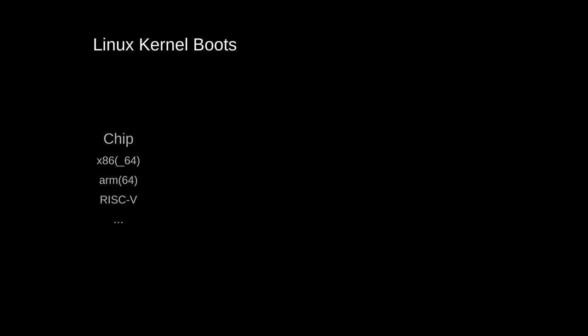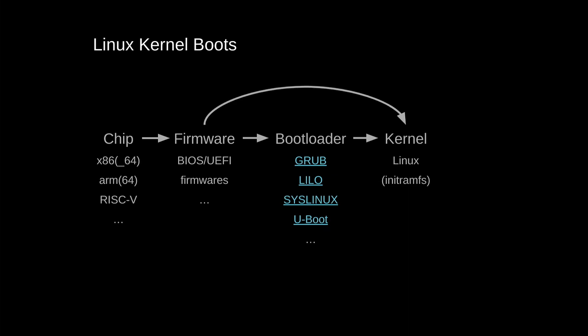When the power is on, the firmware of the chip starts to work, and it loads the bootloader and hands over to the bootloader. Then the bootloader will load the kernel image, then hand over to the kernel image. Or some systems may make the firmware load the kernel image and hand over to it directly. And whenever a Linux kernel starts running and booting, it will try to find the first process in the root file system.